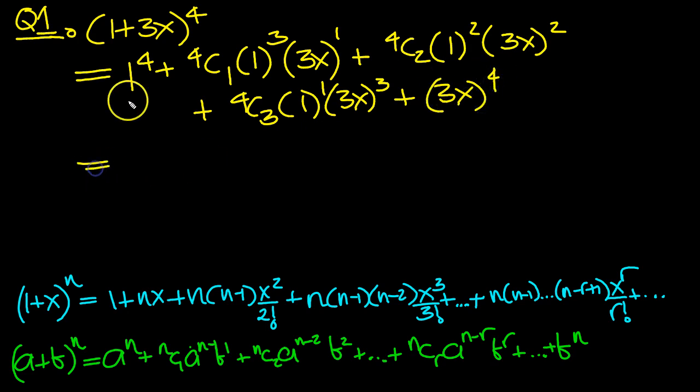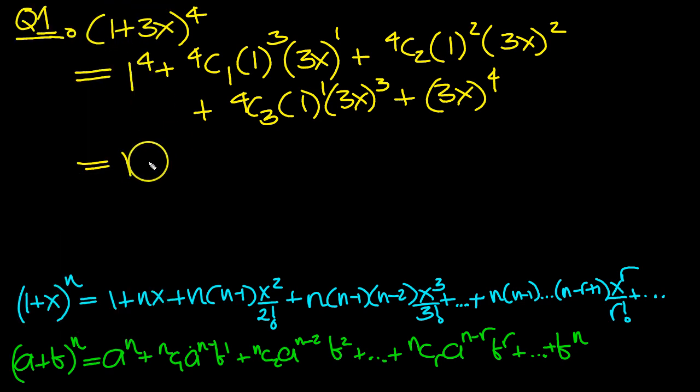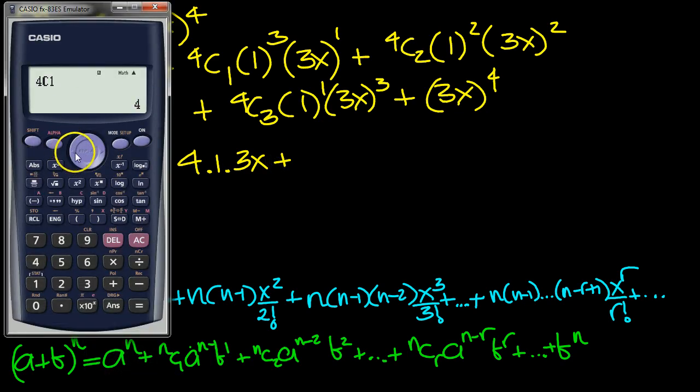So what do we get then? We've got 1 to the 4, which is 1. 4C1, so let's type that in the calculator. 4C1. We know what it equals, but just make sure we're all happy. It's 4 times a 1, and then times the 3x. That's that term. 4C2, let's tap that in, so that we're all okay with that.